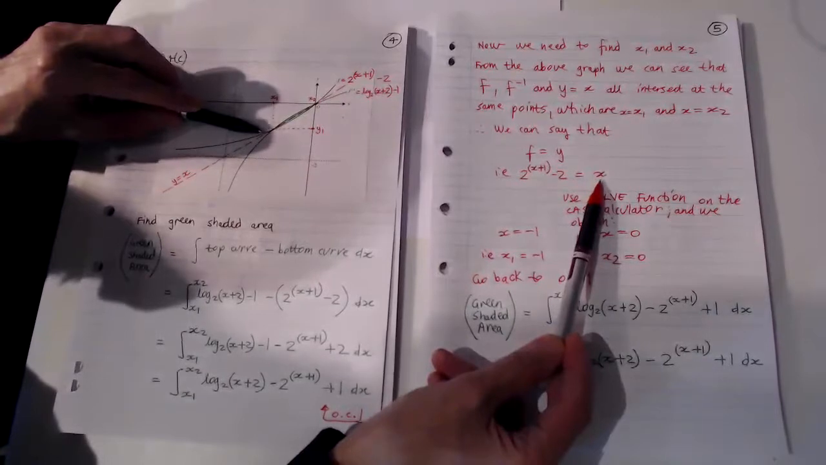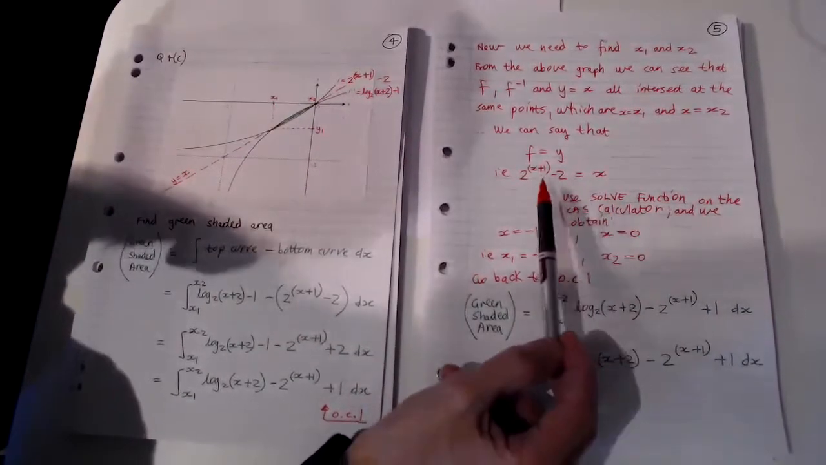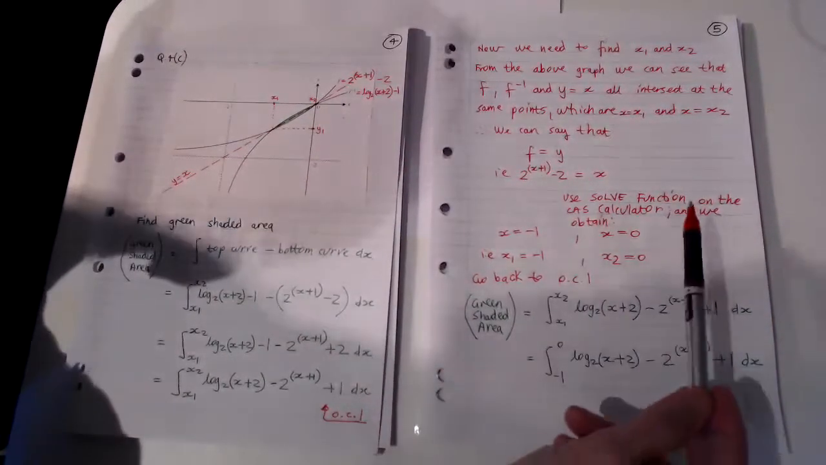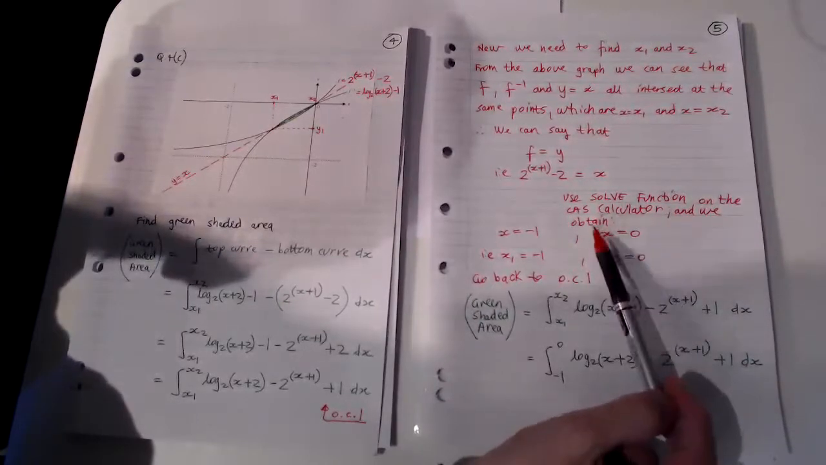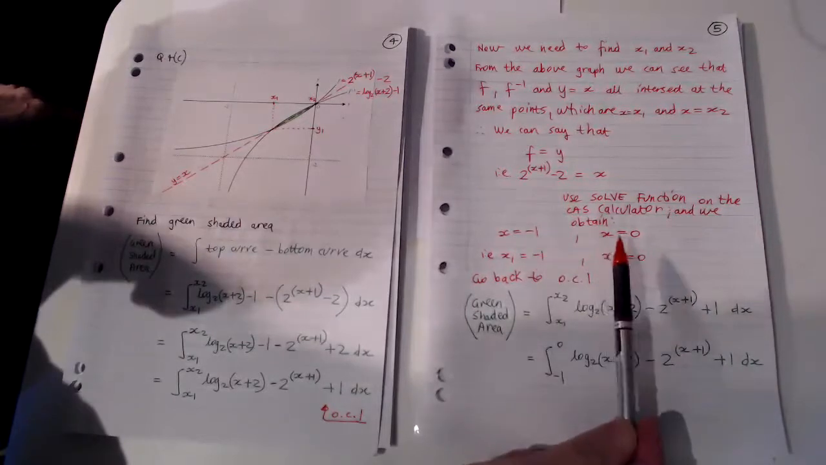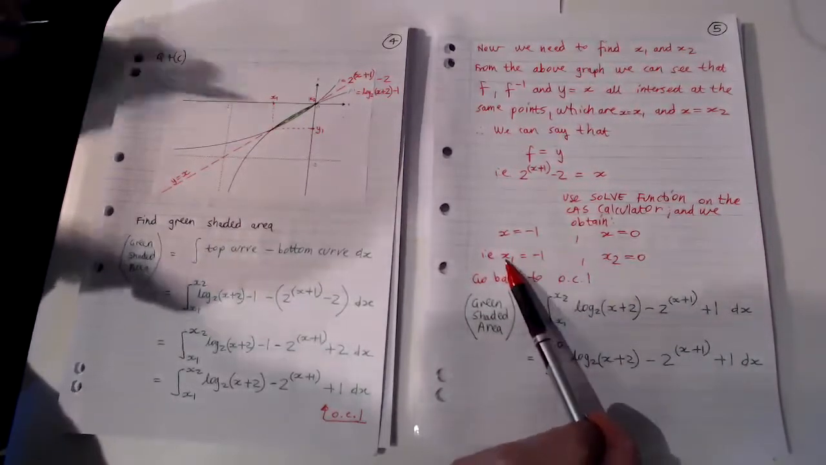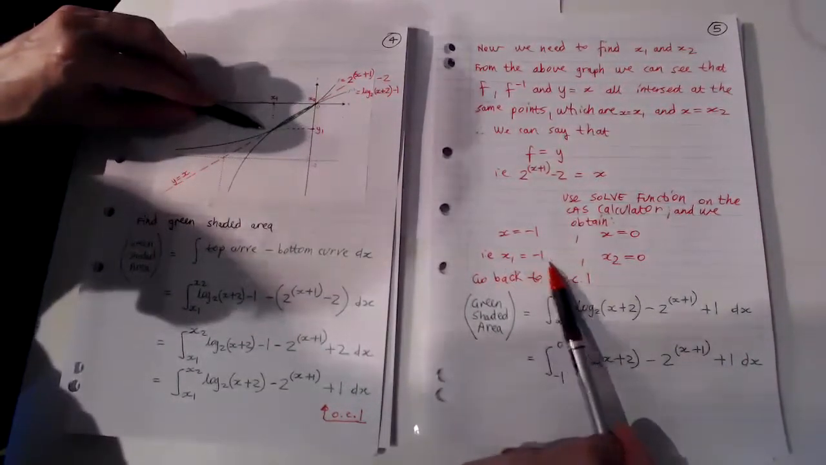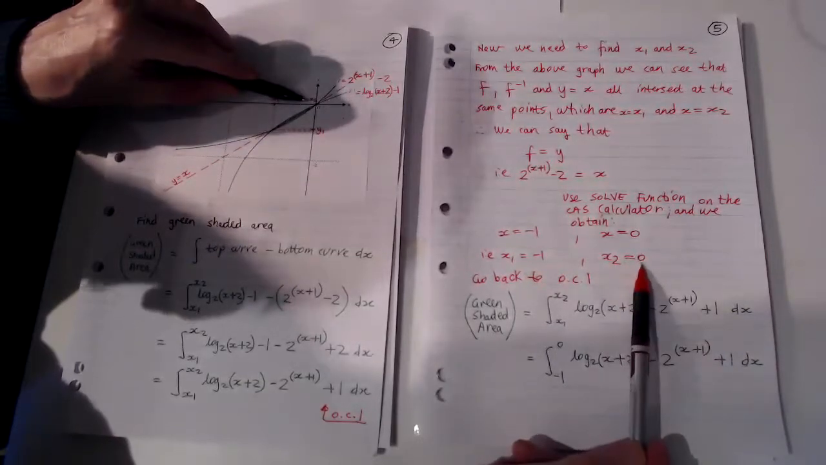is x. At which point we can work out what x is by using the solve function on the CAS calculator, and we get x equals -1 and x equals 0. That is, x1 is -1 and x2 is 0.